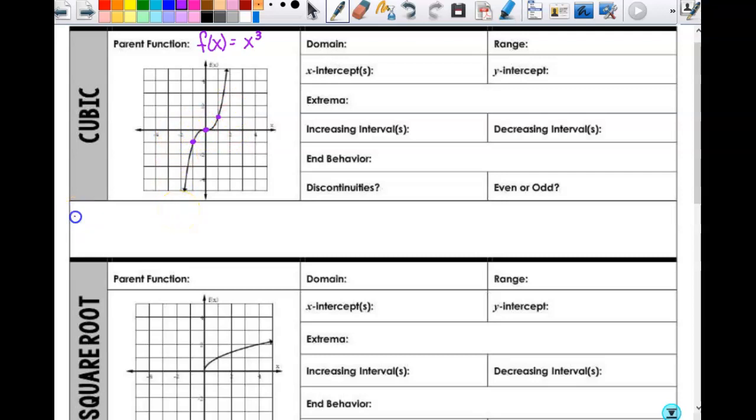So my anchor points here, x, y, I'm going to start with negative 2, 8, negative 1, 1, negative 1, sorry. Negative 1, negative 1, duh. Negative 8. Yeah, see, that's where I started throwing myself off. Thank you. Negative 2, negative 8. Thank you. Negative 1, negative 1, 0, 0, 1, 1, and 2, 8.